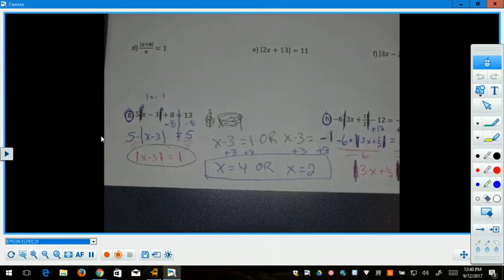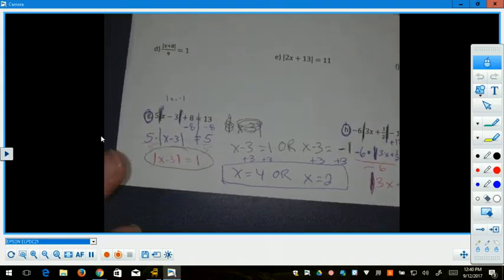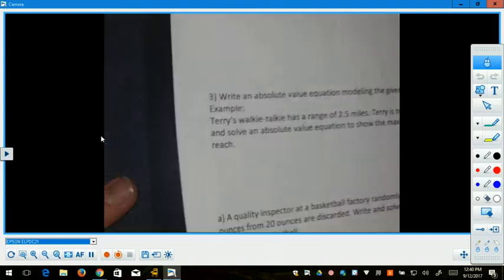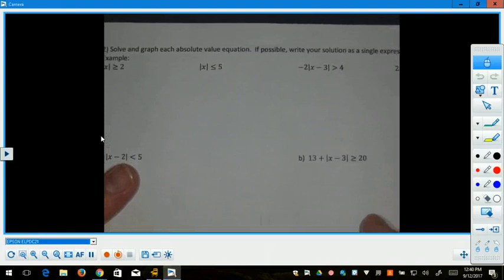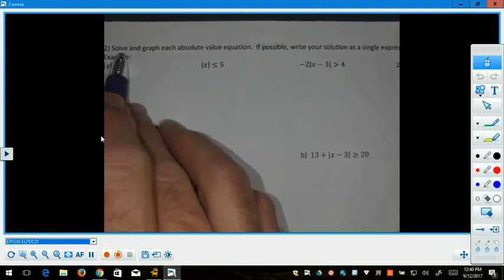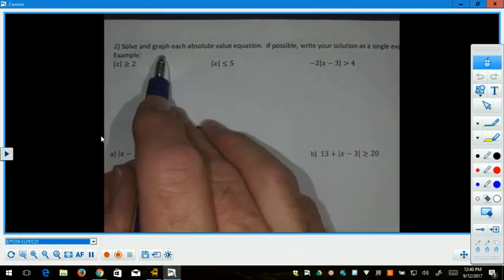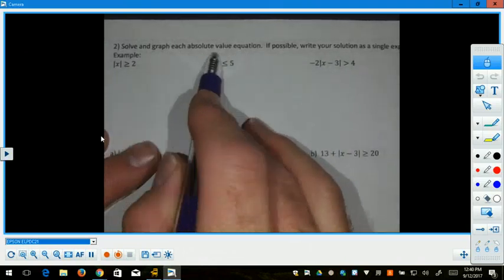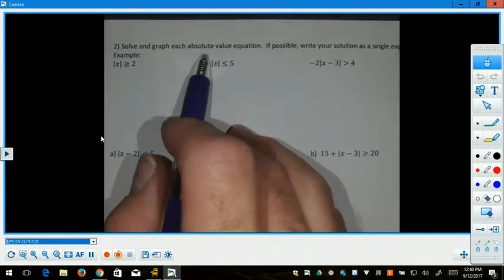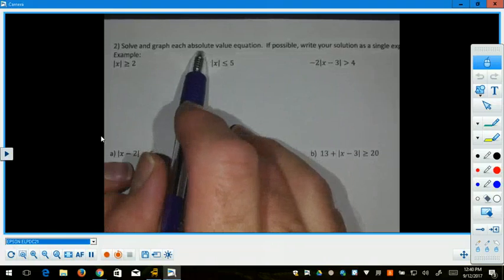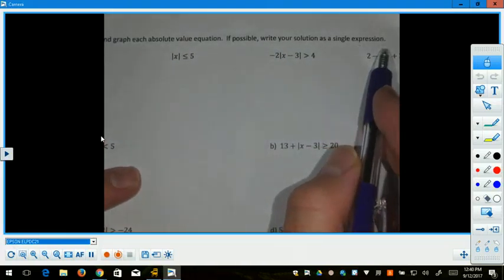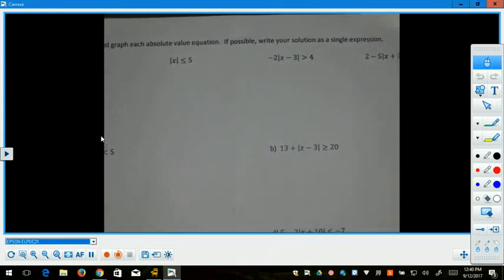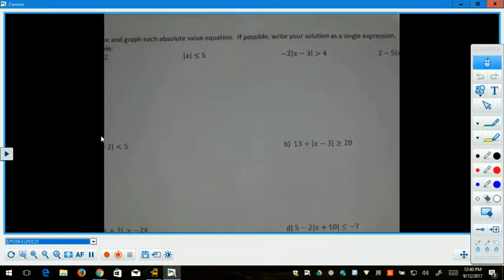We're going to add one little twist to that by dropping the equality, or maybe not dropping the equality, but adding an inequality to it. So we are to solve, and we're supposed to graph. For time's sake, we'll graph a couple, but not all of them for now in the notes, because you guys are pretty self-sufficient at graphing. If possible, write your solution as a single expression. That means if I can write it as an and, if I can combine it, I should.